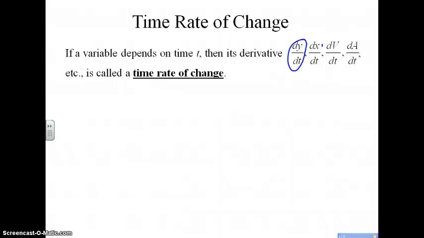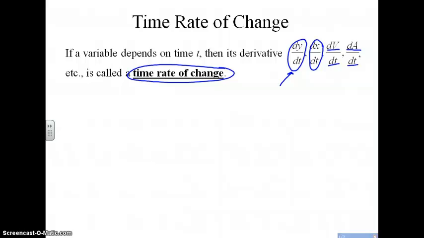And we could have dx/dt. Let's say we're talking about the volume of some container and we want to know the rate at which the volume is changing with respect to time. The rate maybe at which the area is changing with respect to time. All of these are called time rates of change, and a rate of change is a derivative. So we recognize that as Leibniz notation for the derivative.